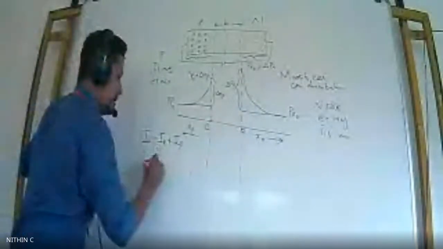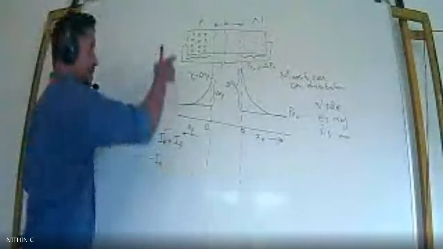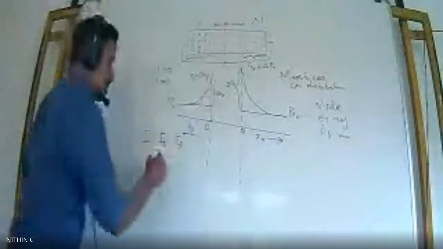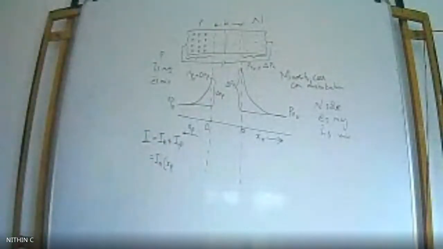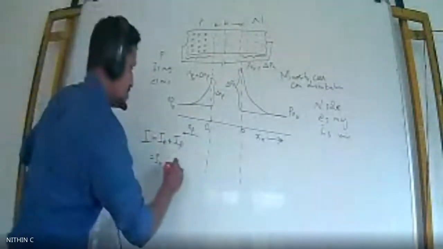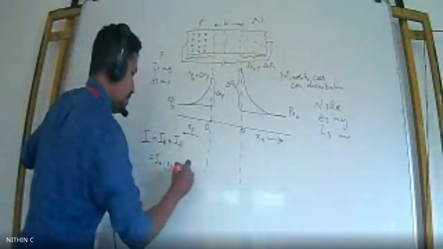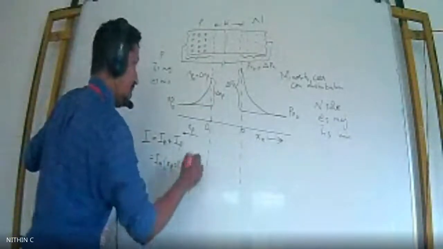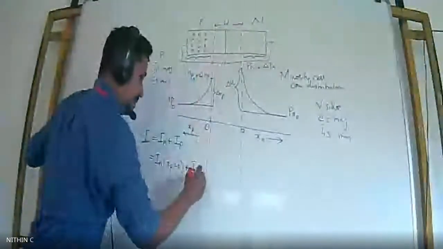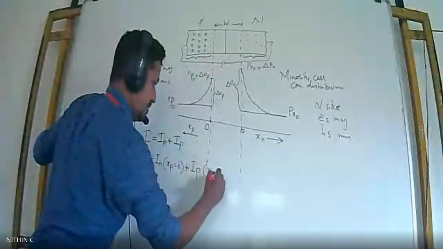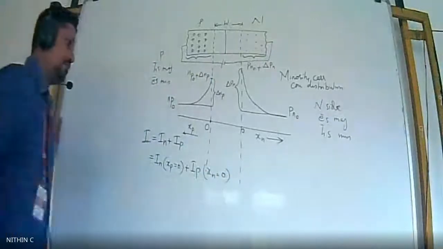So this can again be written as IN, that is the electron current at, so electrons will be reaching here, right? So it will be XP equals 0, plus IP. IP means current due to holes reaching here, this point, IP at Xn equals 0.